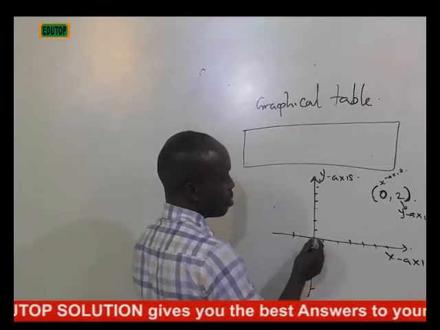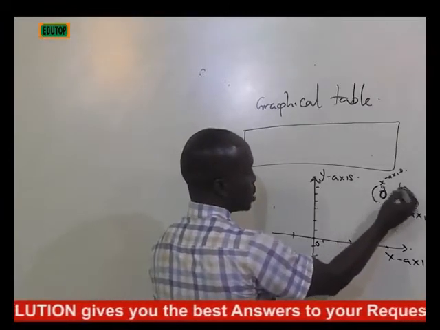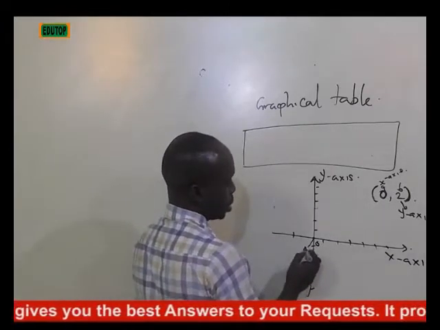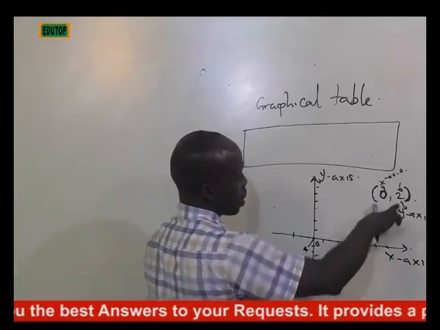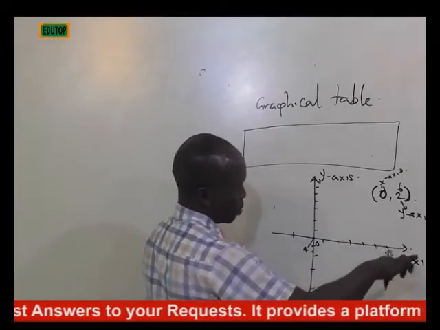So this is definitely the first point. Let's say this is A and this is B. So this is point A. Now for point B, this is for the x-axis.